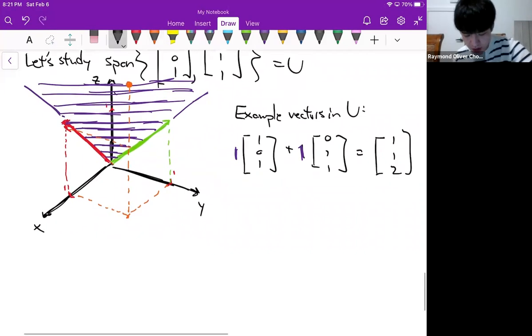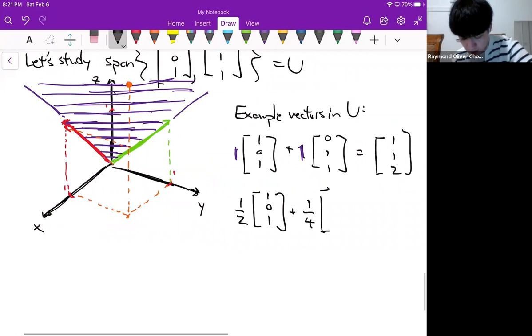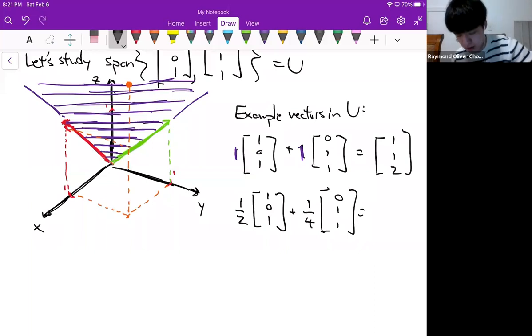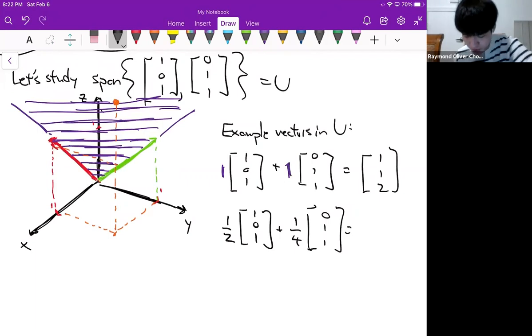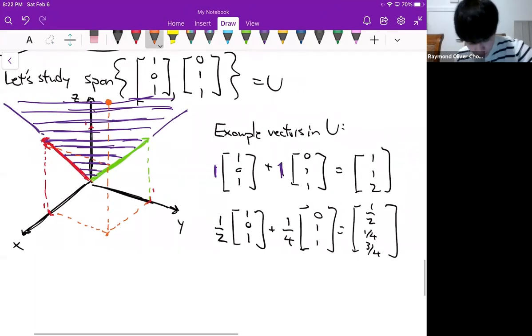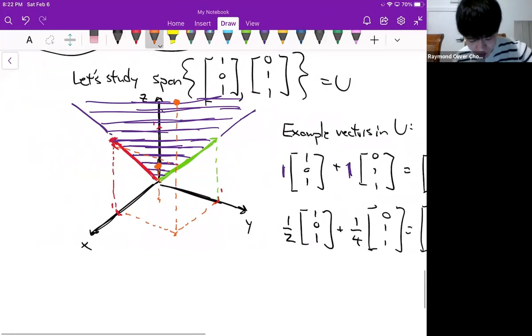Let's try another one. Let's try 1/2 times 1, 0, 1, plus a 4th times 0, 1, 1, right? That's allowed because those are two random numbers that I multiplied to the vectors. So therefore it has to be in the span of them because, you know, that's how this stuff works. So let's see what we get. We get 1/2, 0, we get a 4th. And for the third entry, oh geez, we get 3/4. So where that is on here, let's see, 1/2, 1/4 is about there. And then I go up right there, this point on that plane. Okay, try to visualize it. You can do it, I believe in you.